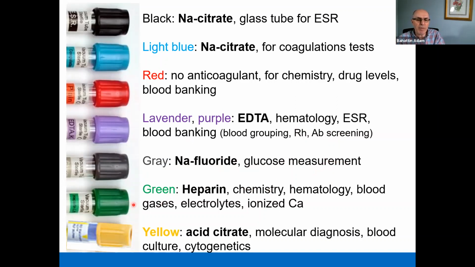The test tube with the green stopper includes heparin, another kind of anticoagulant, and we use these tubes for chemistry, hematology, blood gases, electrolytes, and ionized calcium. The yellow test tube includes acid citrate, and these tubes are for molecular diagnosis, blood culture, and cytogenetics.